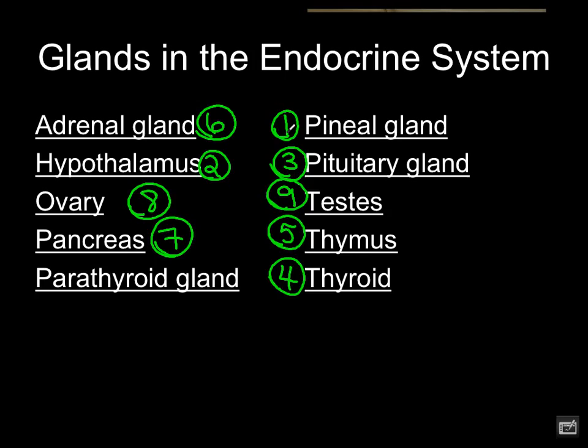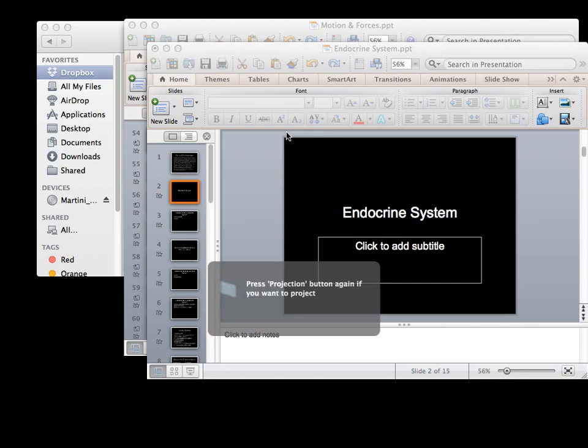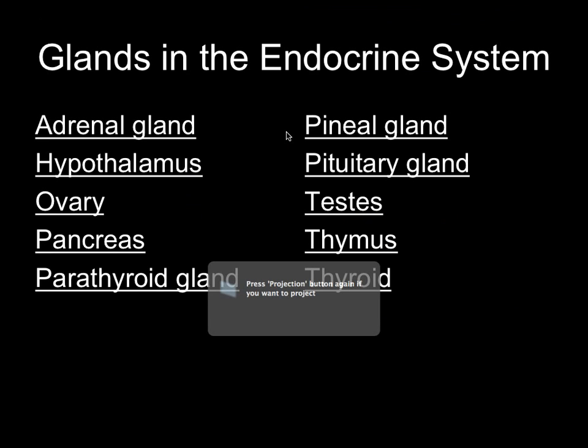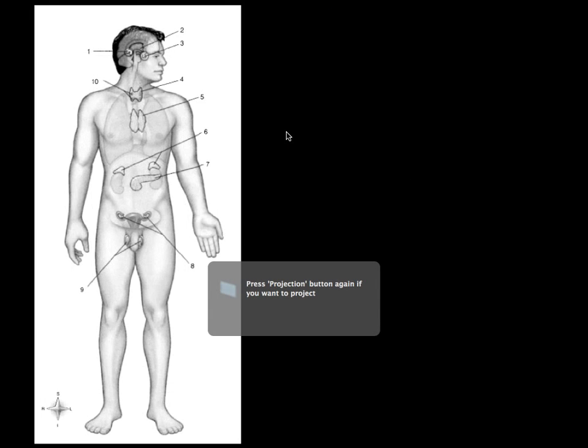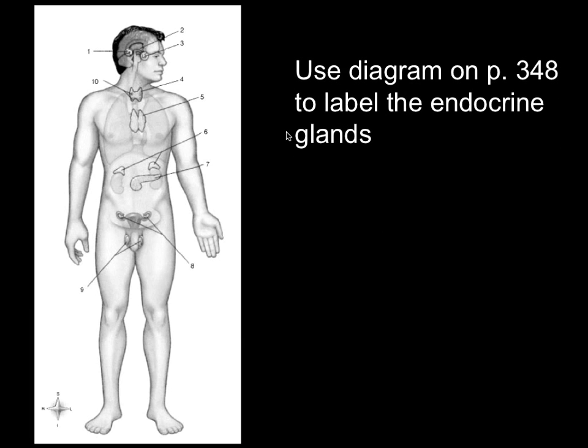And that leaves number 10, which is our parathyroid. Okay, and those are the little subunits that exist on the thyroid gland itself. So that takes us through this diagram.